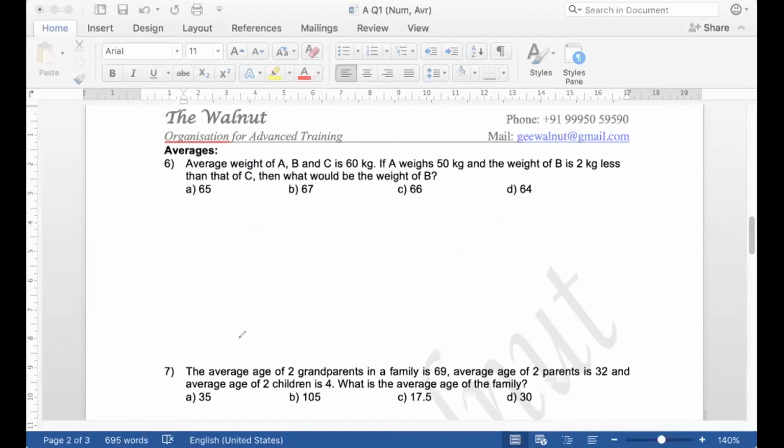Question number 7. I think you can see that question. The average age of 2 grandparents in a family is 69. Average age of 2 parents is 32. And the average age of 2 children is 4. And what's the average age of the family? Well, that's interesting. Take a look at that.